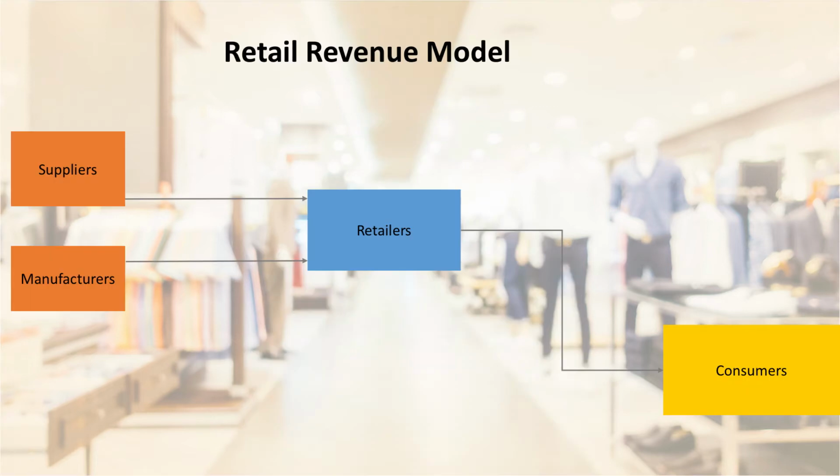Now, let us talk about the revenue model of the retail business. How does it work? If you look at this diagram, what you see here is that the retailer lies in between. On one side you have got suppliers and manufacturers, and on the other side you have got consumers. The key stakeholders here are the retailers, the suppliers and the manufacturers, and the consumer, of course.